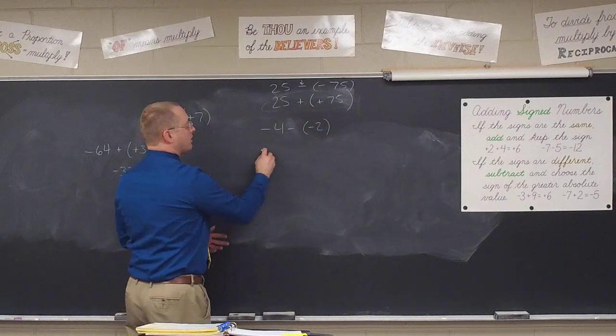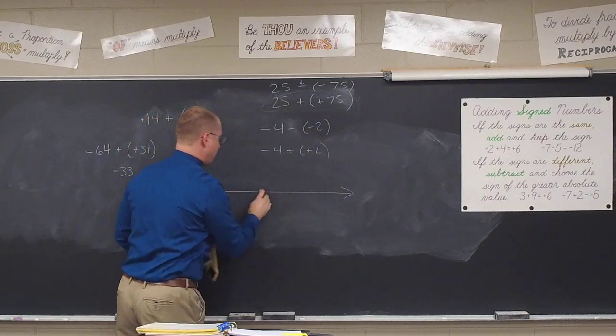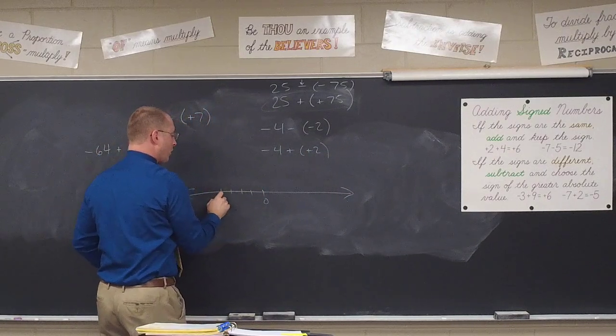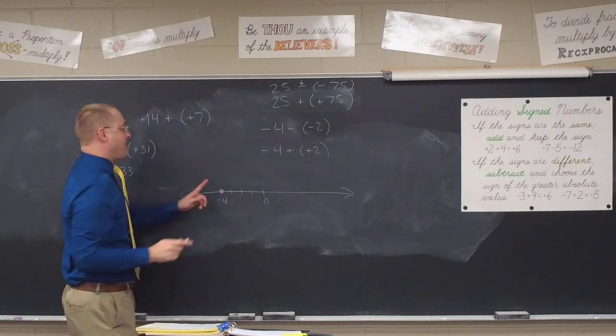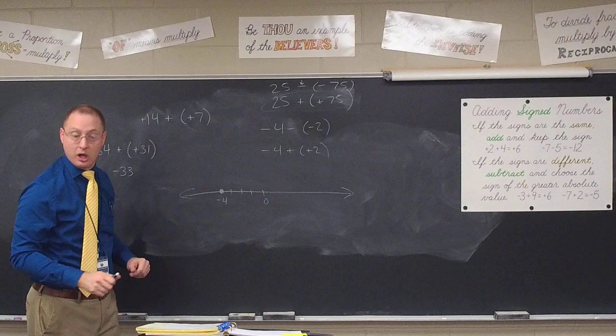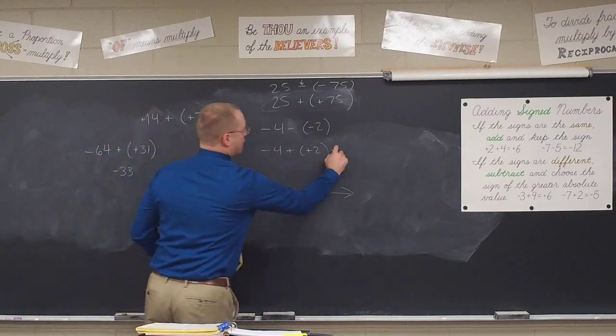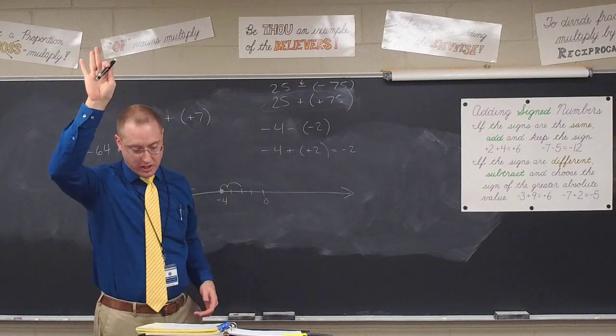Negative 4 plus positive 2. Perfect. On the number line, which I normally wouldn't want to use, but it told me to, we're going to start at negative 4, and then I'm going to go which direction since I'm adding a positive 2? Right, we're going to go to the right 2 places. And where are we? Negative 2. How many had negative 2 for your answer on number 21?